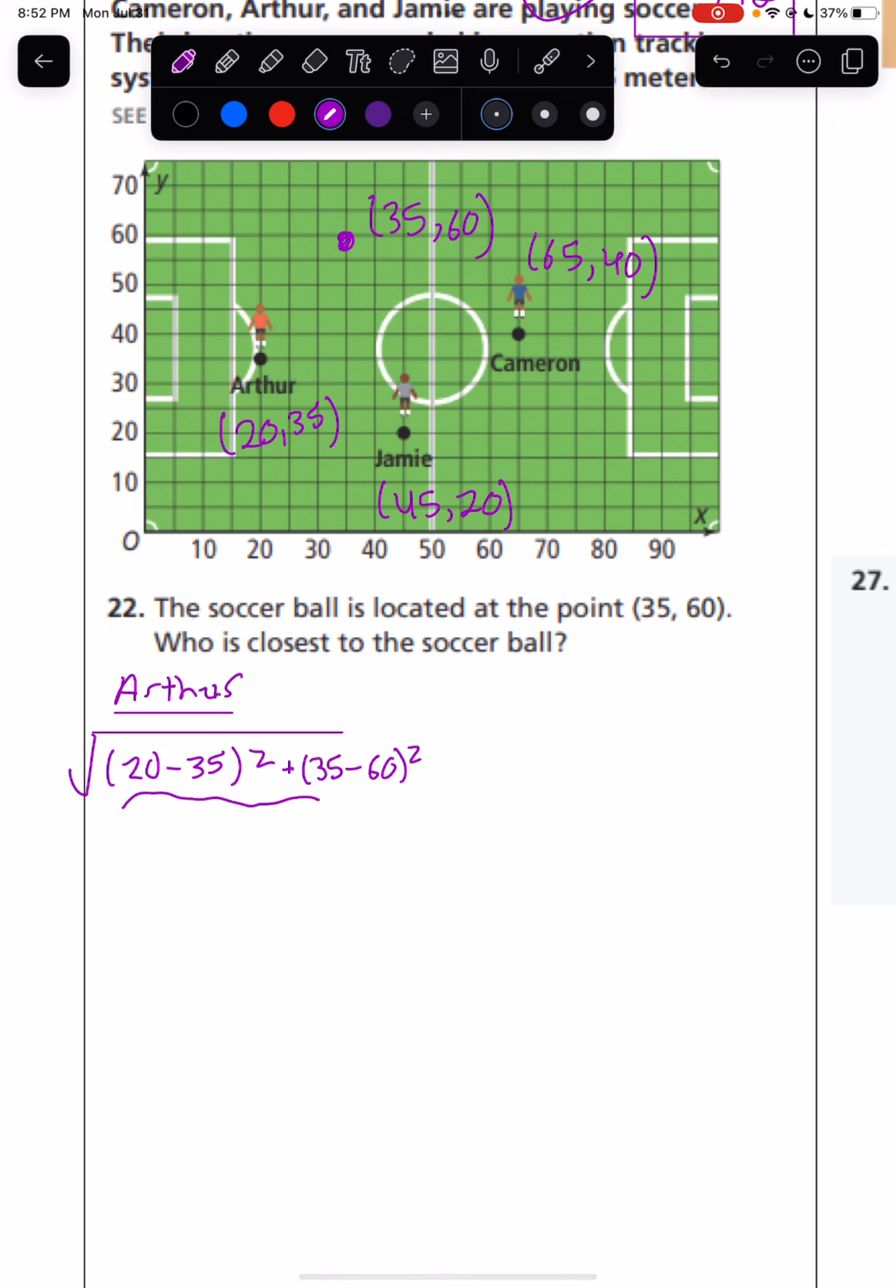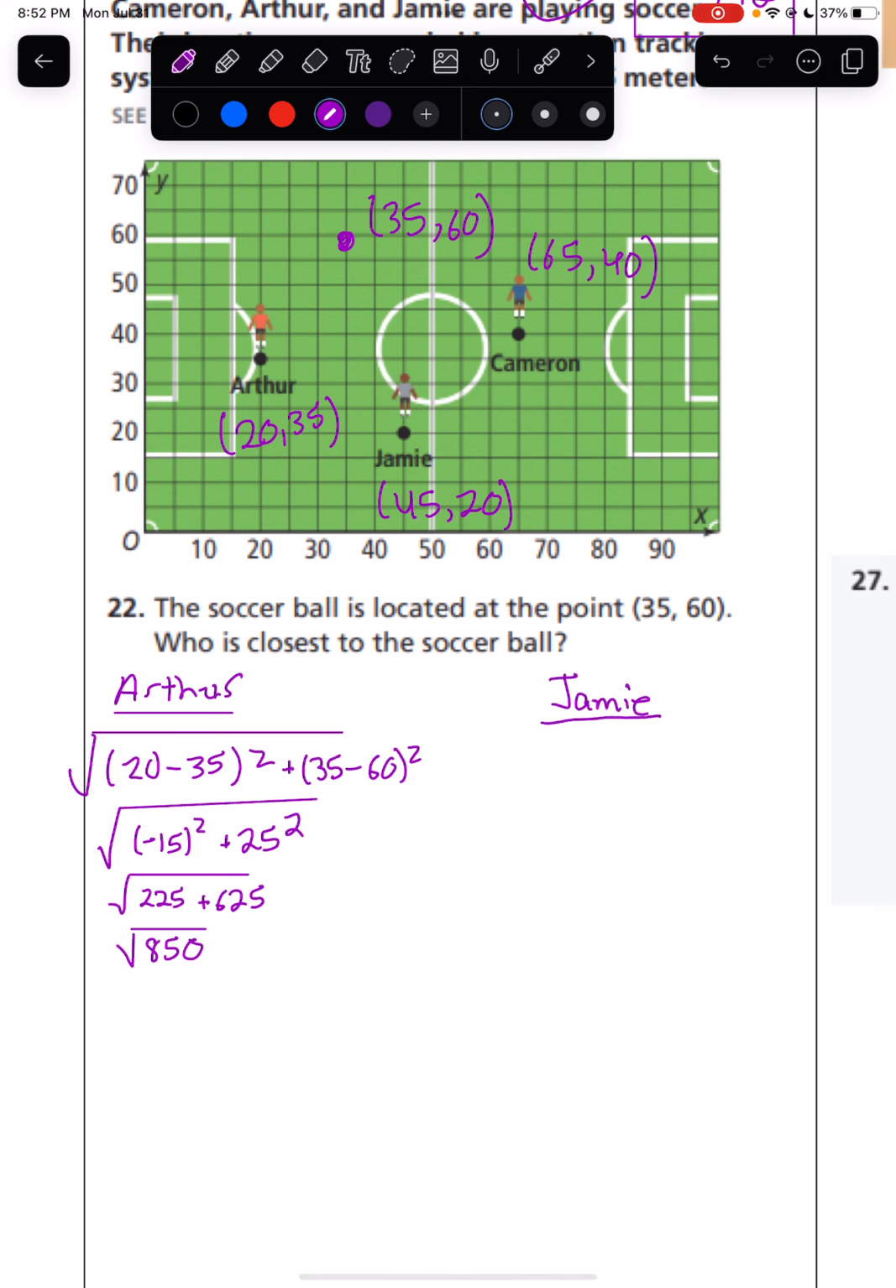So that's going to be the square root. Love that this changes my terrible squiggly lines into straight lines. The square root of 20 minus 35, that's going to be negative 15 squared plus 25 squared. That's going to give me the square root of 225 plus 625, which ends up being the square root of 850. And of course, we could find the actual number, but since we're just comparing distances, we don't really need it. All right, then we'll look at Jamie's distance from the ball.